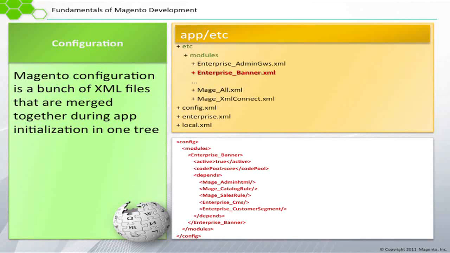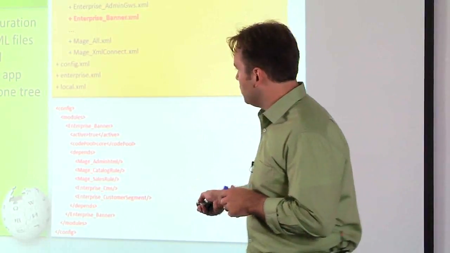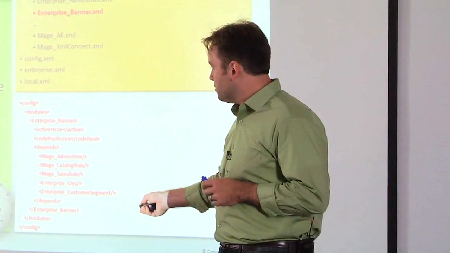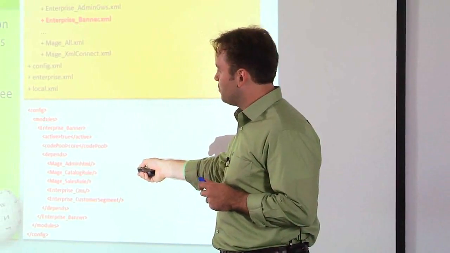There are some other vital pieces of information in here. The active flag basically says to the application, this module is active, go forth and find its configuration in the module folder. And then the code pool simply specifies where under app code the module can be found. And then here we actually have set up some dependencies. You'll see the syntax for setting up dependencies is to use a similar node like is specified in modules.